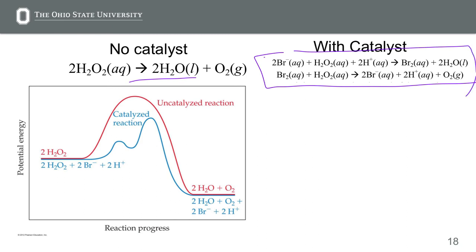And you'll notice that we have two bromide ions appearing on the reactant side of this reaction and showing up on the product side of the last reaction in this mechanism. That's indicative of a catalyst. So a catalyst shows up on the reactant side, typically in one of the first reactions in the proposed mechanism, and then shows up on the product side, typically of the last reaction in the mechanism. So again, the catalyst is not consumed.